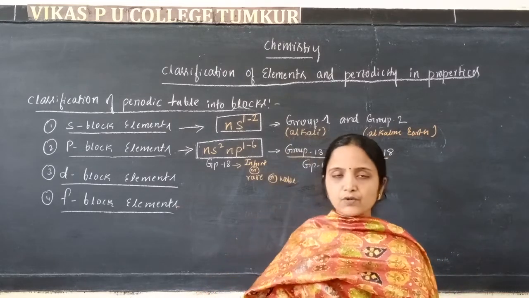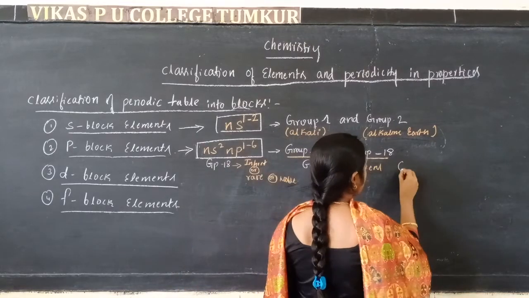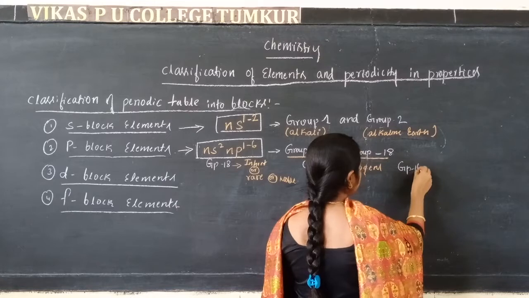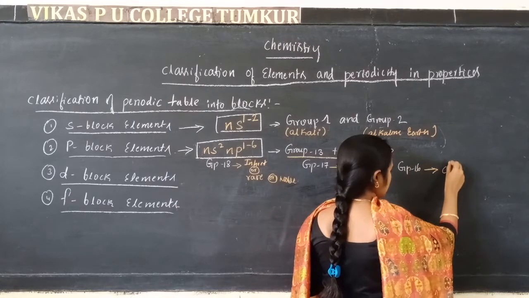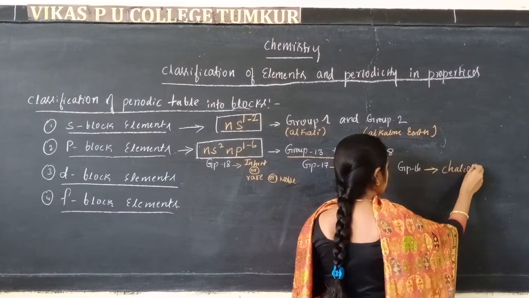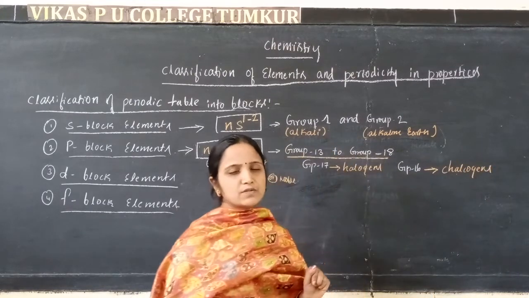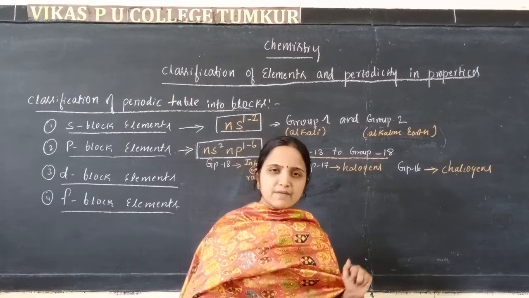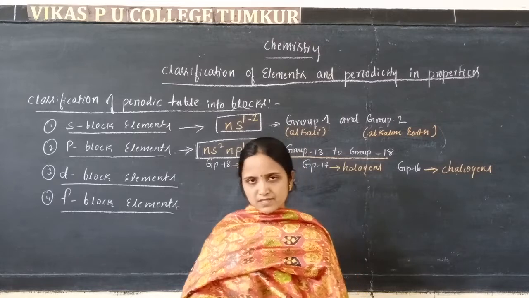Then like this, group 16 elements. The next we are going to be discussing is group 16. Group 16 elements we call as chalcogens. Why is it called chalcogens? Because these elements are ore forming elements. That's why it's called as chalcogens.